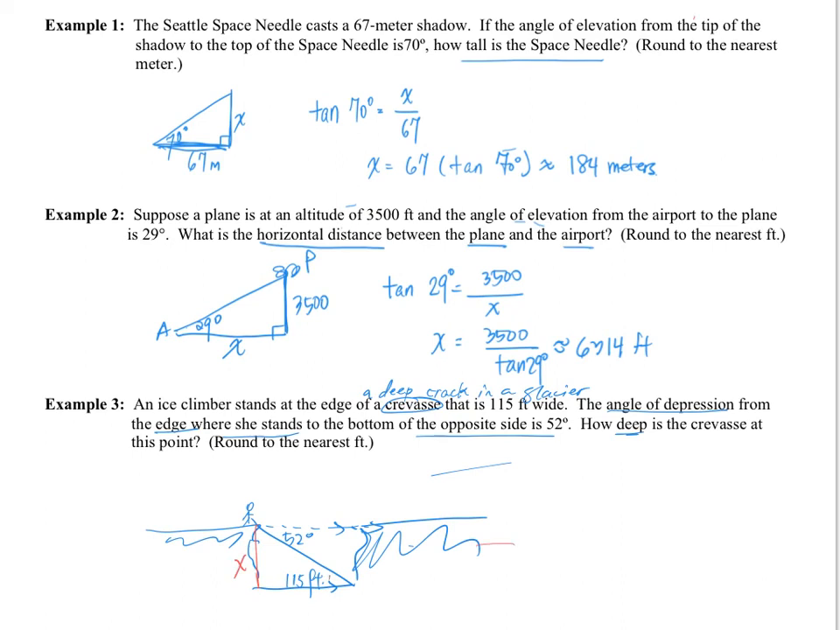So this must be 52 degrees here by alternate interior angles converse. So we have to take tan 52 degrees and set it equal to the opposite over the adjacent side. So x would be about 147 feet.